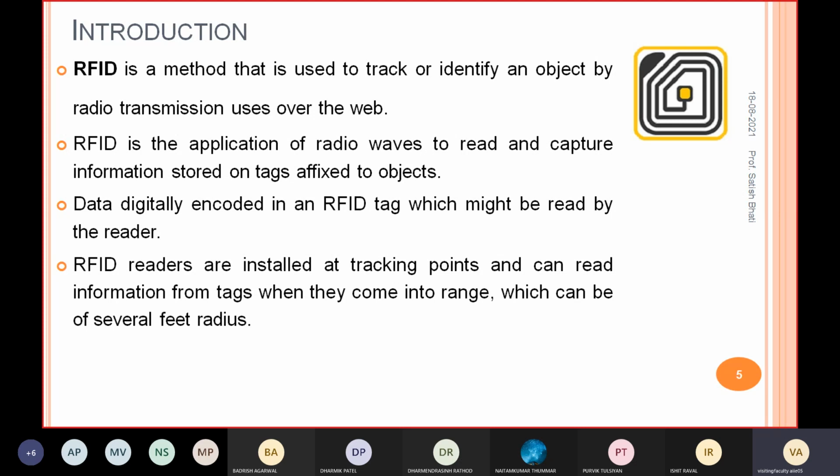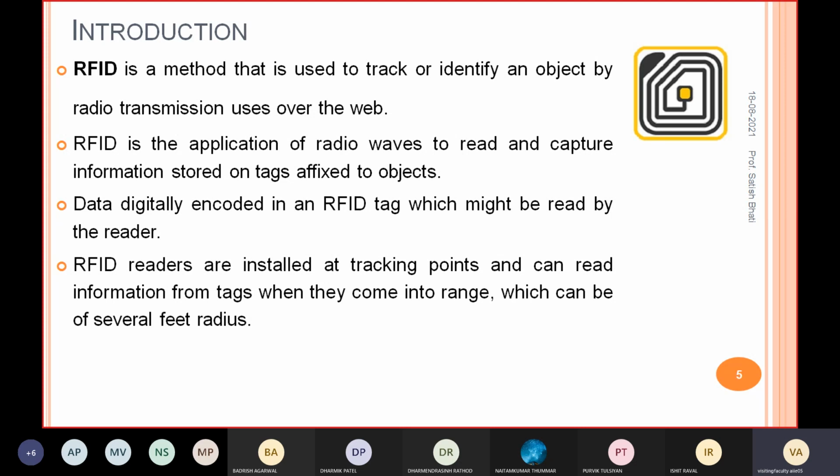RFID is the application of radio waves to read and capture the information stored on a tag fixed on an object. So whatever object you want to track or identify, on that object you have to paste one tag. You can see in the slide an example of an RFID tag, right? Such a tag is pasted on the object which you want to identify or track.